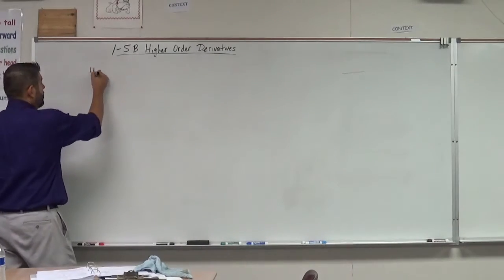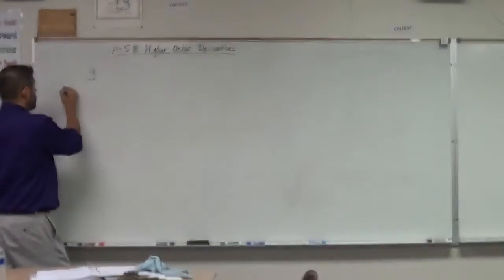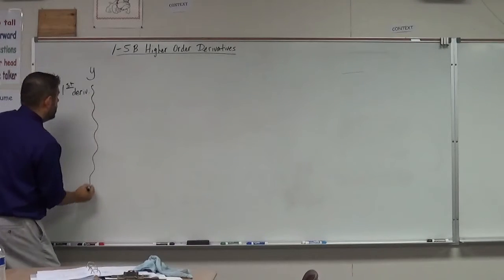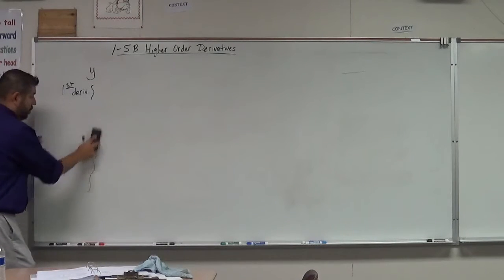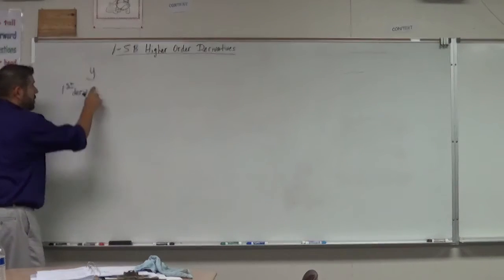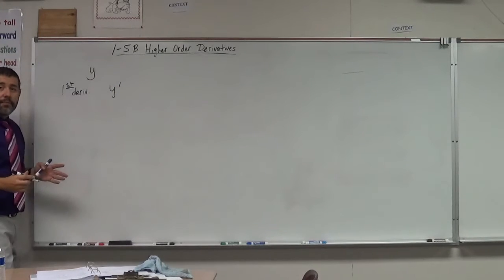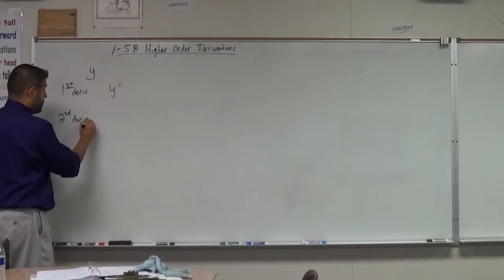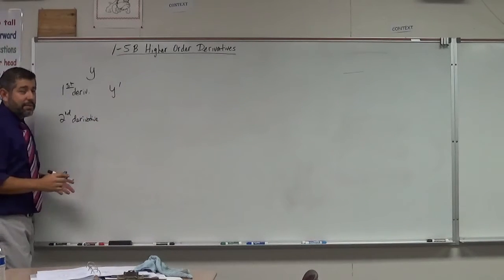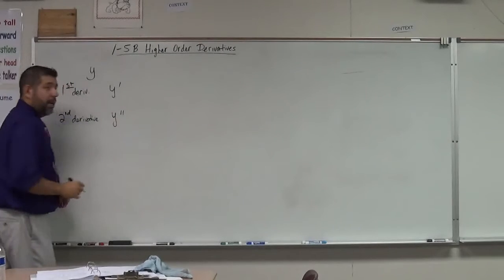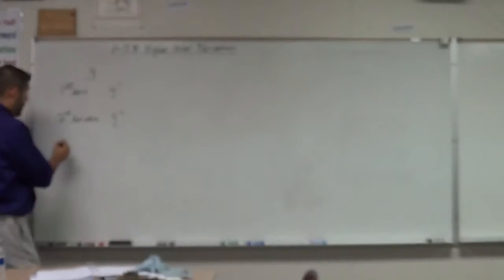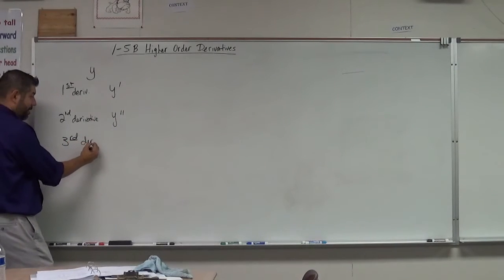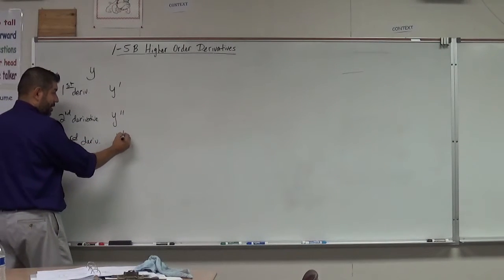So if we had y, and we take the first derivative, we're going to have y prime. The next derivative is called the second derivative. What do you think that is? That's called y double prime with two little primes on it. And then what do you think the next one is? Yeah, that's right. It's the third derivative, and that is y triple prime.